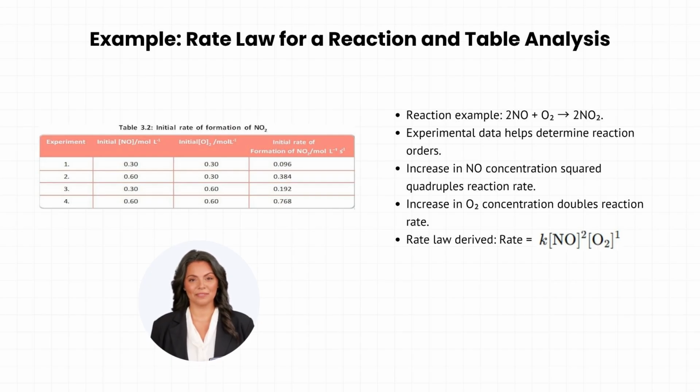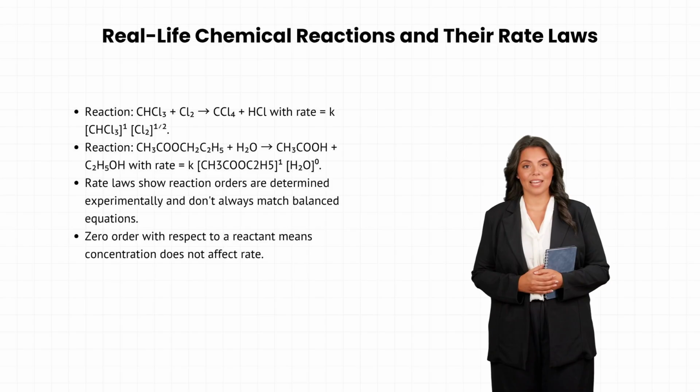As a result, the overall rate law for this reaction is rate equals k times [NO]^2 times [O2] to the first power. This experiment is a beautiful example of how chemists uncover reaction mechanisms by careful measurement. Now take 20 seconds to examine Table 3.2 and see if you can predict what happens if both NO and O2 concentrations are doubled, as in Experiment 4. Chemistry is full of interesting surprises.